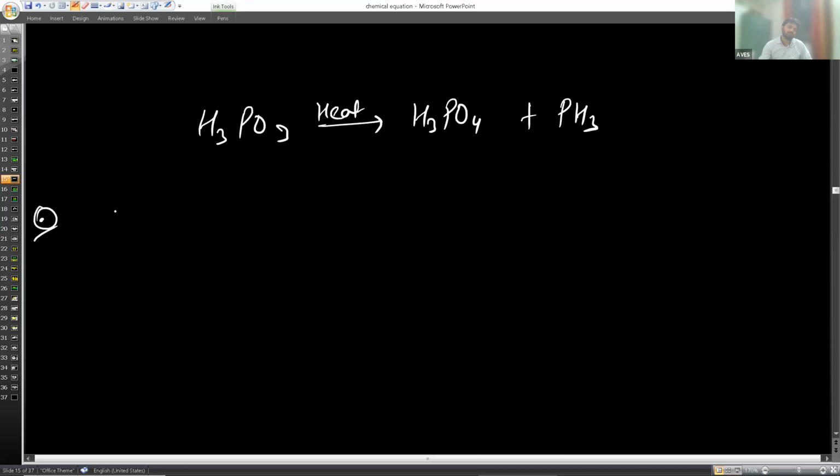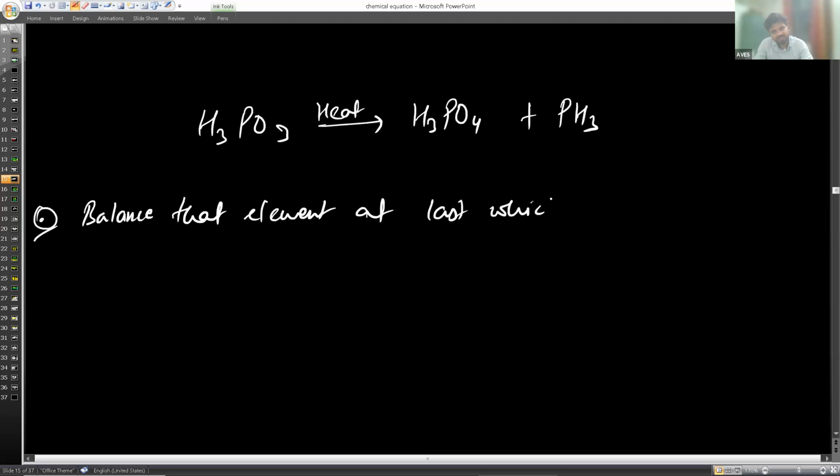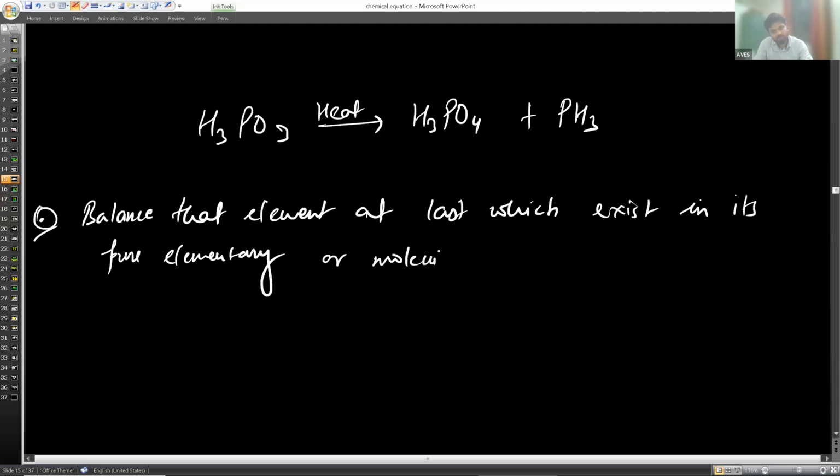Second point is that balance that element at last, which exists in its pure elementary or molecular form.